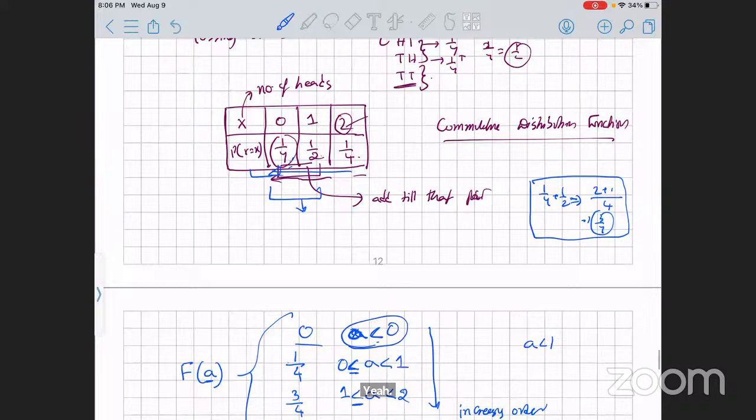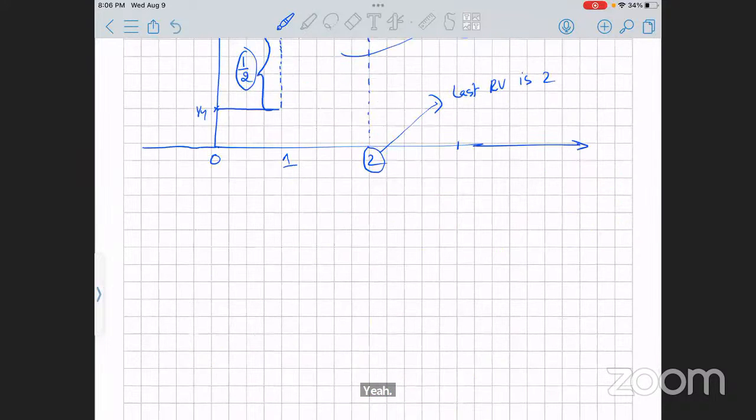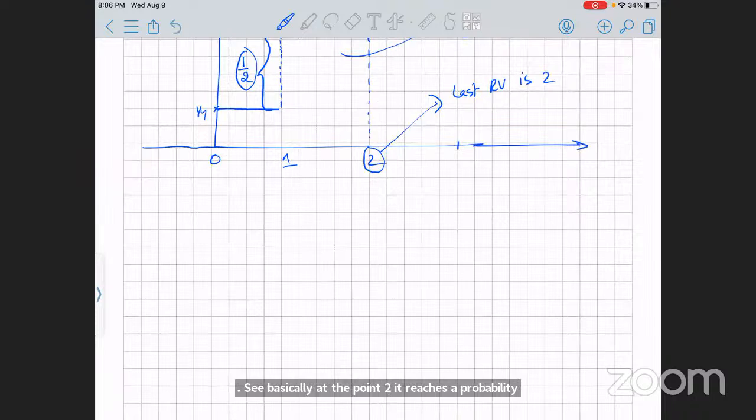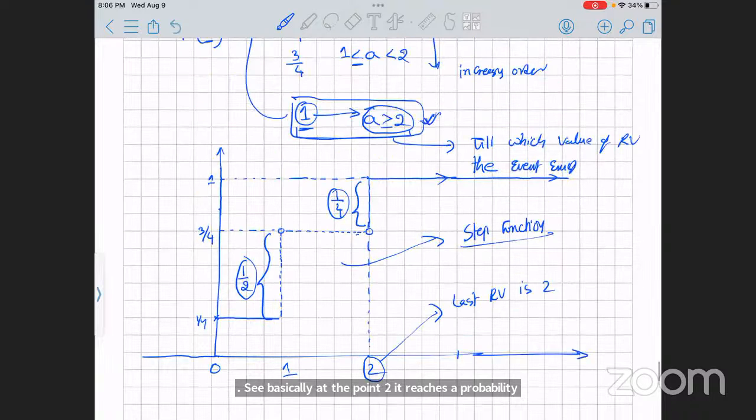And mathematically, look, I will tell you another definition. One question: once it reaches 1 as a probability, why do we need to retain it as it is? Can you repeat that? See, basically at the point 2, it reaches a probability of 1, right? Why, for greater than 2, do we need to extend that line?